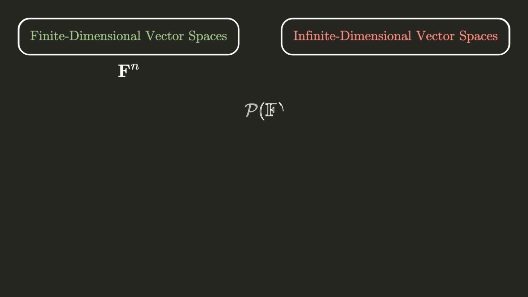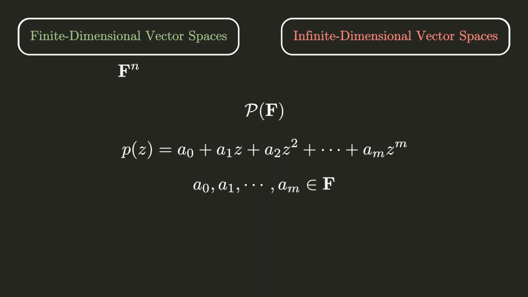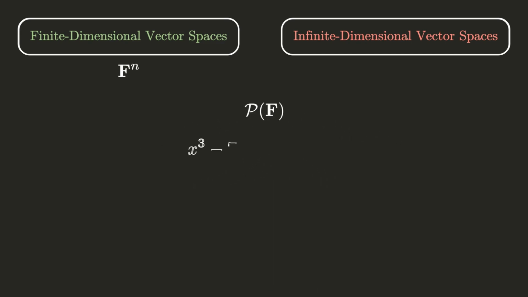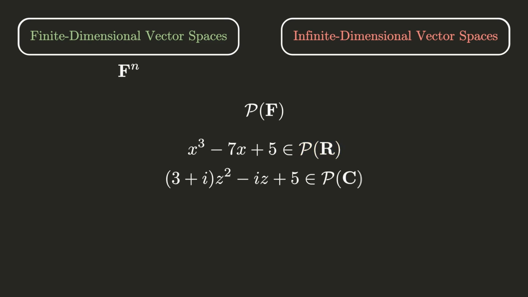As another example, P(F) is the set of all polynomials over F, so all of its elements can be written in this form, where the a's are the coefficients taken from F. As an example, x^3 - 7x + 5 is an element of P(R), and (3 + i)z^2 - iz + 5 is an element of P(C).